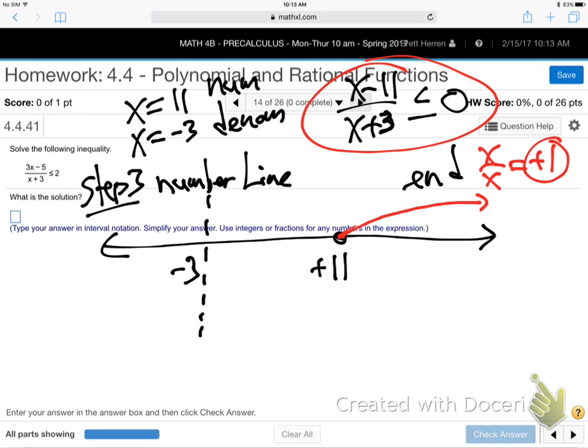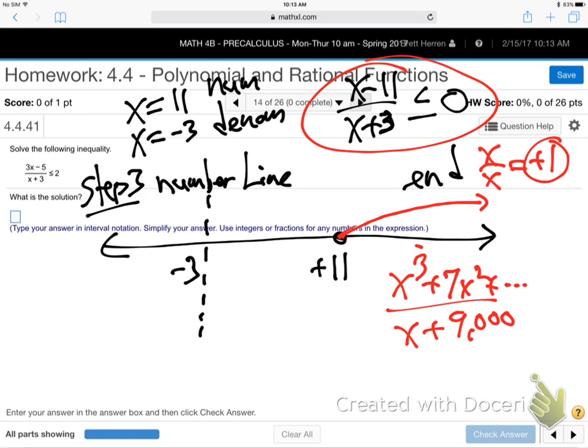Seth, can you show us an example of powers where it's not x over x? Good question. If it was x to the third plus 7x squared plus whatever, over x plus 9,000, I would take the most powerful term in the top over the most powerful term in the bottom, x cubed over x. That reduces to x squared, which is positive, so that would be up as well.